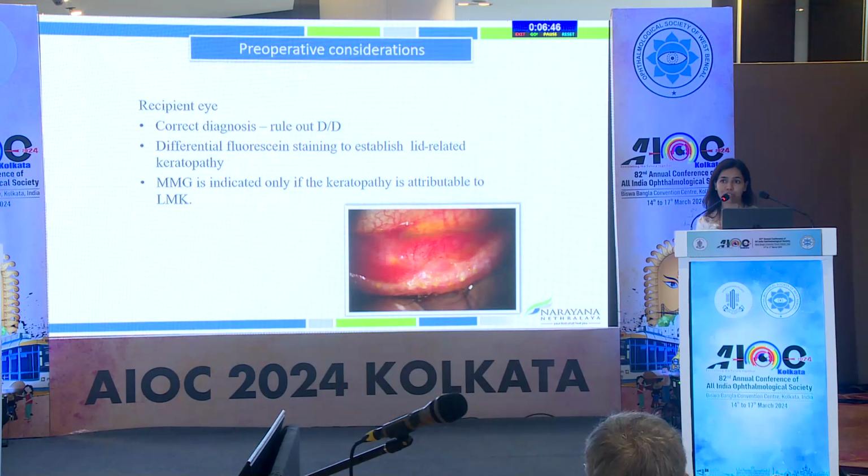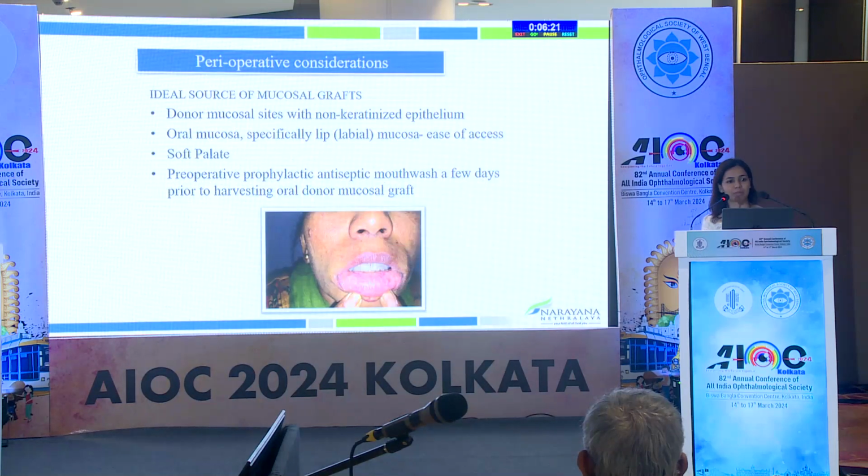And the primary differential that we want to rule out is something like an OCP, because that is not a condition where you want to jump in and do an MMG without the patient being completely well controlled with a systemic immunomodulation. Of course, with SJS, they have the classic history. Even if they do not know the inciting drug, they would have the history of what has happened there. And as I was saying, the fluorescein staining to see the attributable lid-related keratopathy.